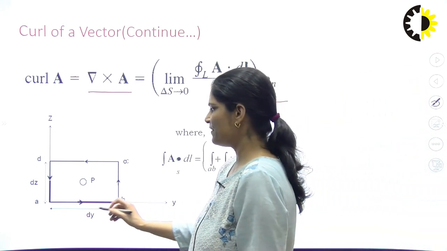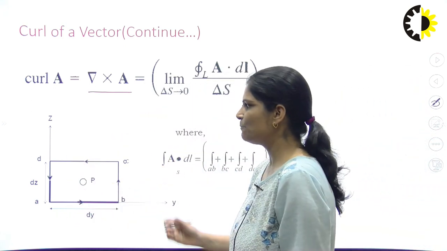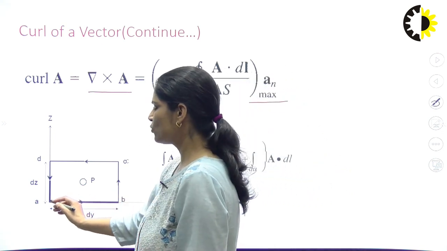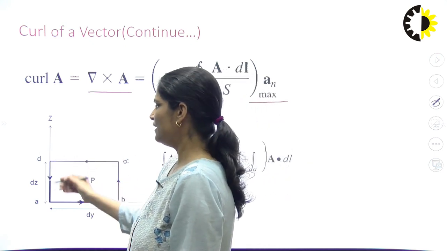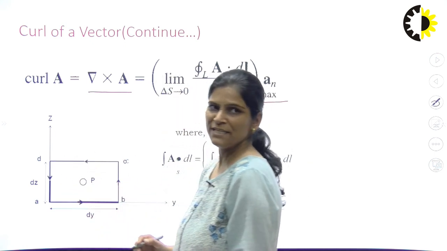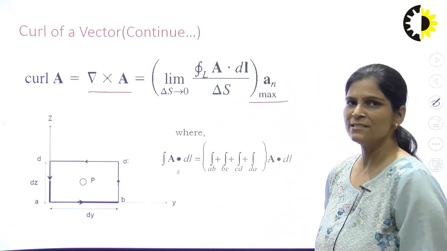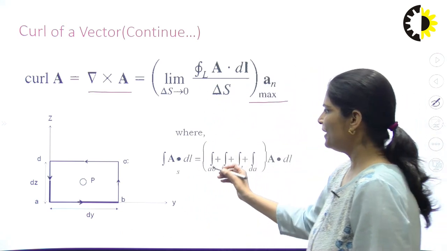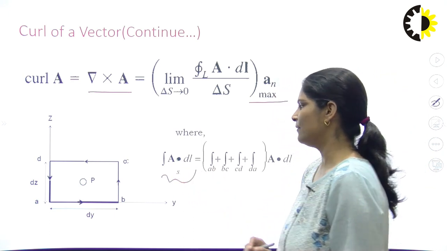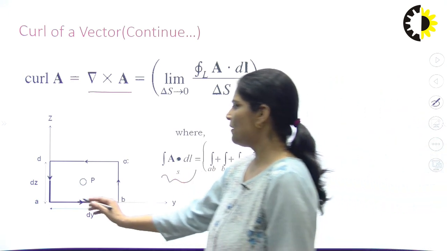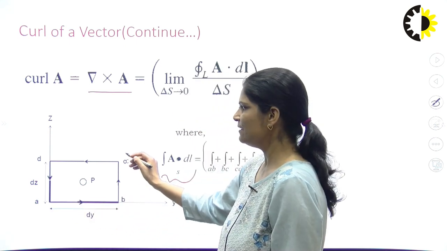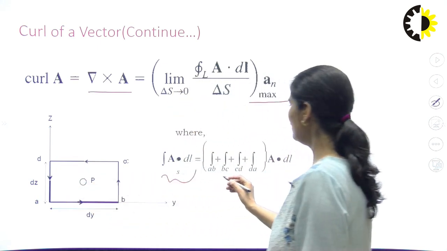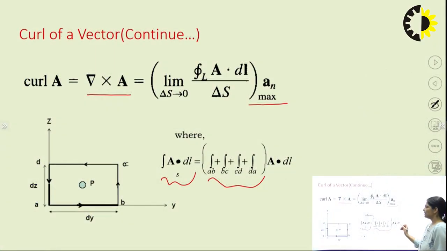Here this is the surface in the yz plane. Here this is the closed line integral, A to B, then B to C, then C to D, then D to A. And here P is a point representing this closed line integral. So how can we find A dot dl? We first find the line integral along AB, then BC, then CD, then DA. Then the addition of all these four gives the closed integral of A dot dl.